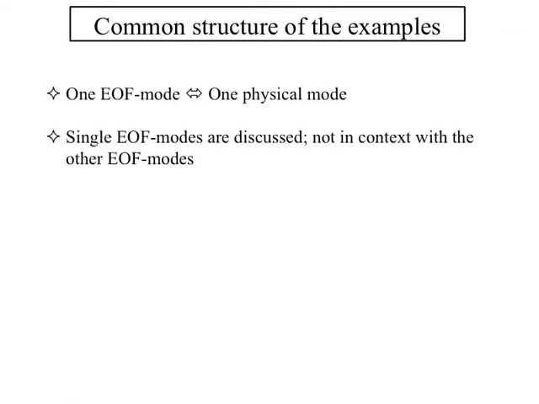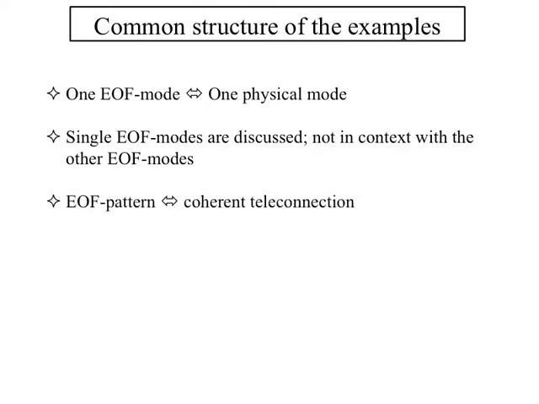So what is the common structure in these examples? The first common structure is they identify one EOF mode, one pattern, and they say this is a physical mode. There's a physical relationship that we can explain with this one pattern. That's the basic approach. They also just discuss the single EOF mode, not in context with the other modes. They basically have the idea you can take one mode and try to understand it, and there's one physical mechanism that explains this mode, and this is independent of what all the other EOF modes are doing. So they discuss one mode independent of the others.